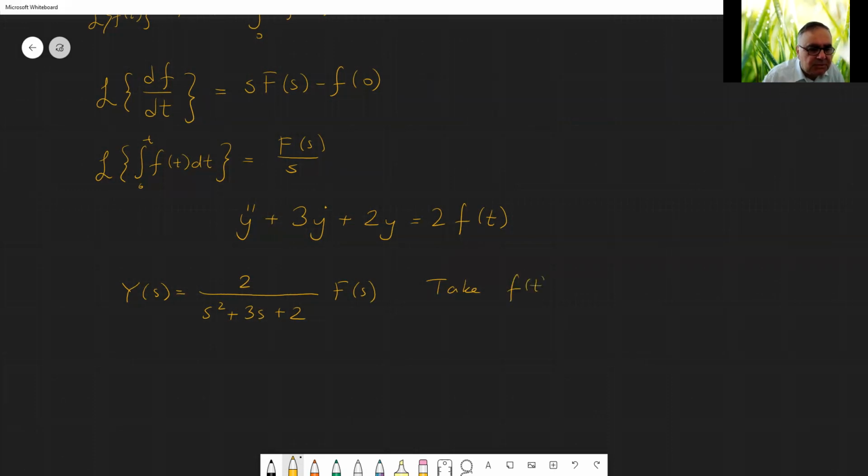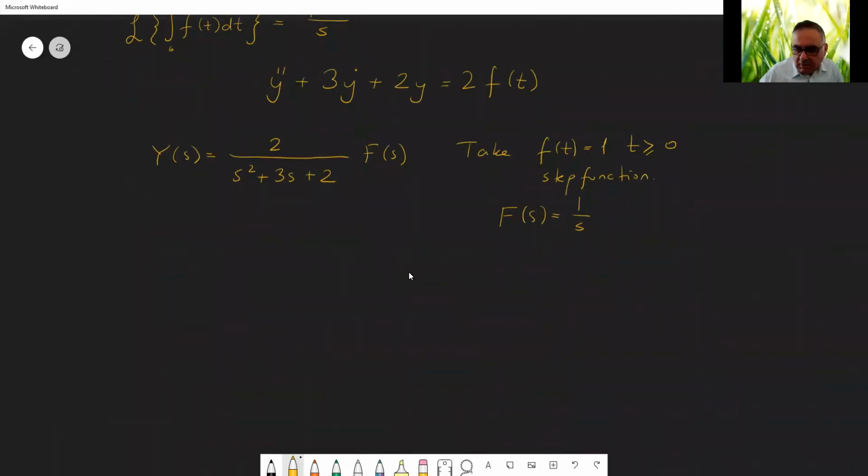Now, if you take f of t, which is the forcing function, let's say, 1 for t greater than 0, which is a step function, you can take its Laplace transform, and this will be 1 over s. The step function's Laplace transform is 1 over s. So Y of s can be written as 2 over, and we can factor this, it becomes s plus 1, s plus 2, and this F of s is 1 over s, so I put it here.